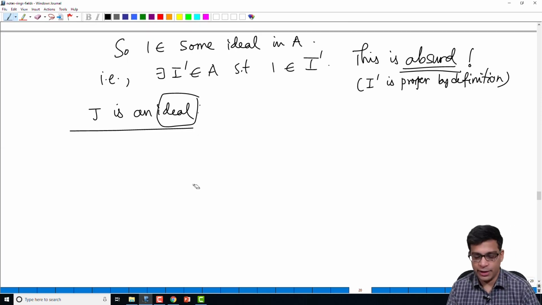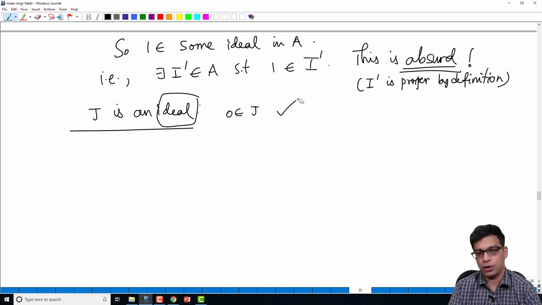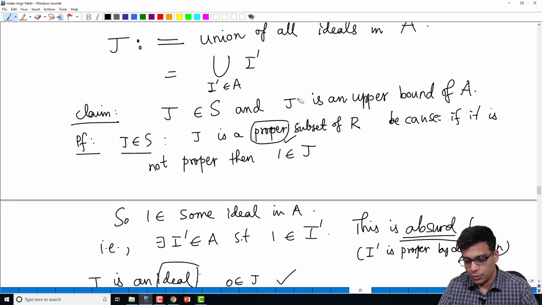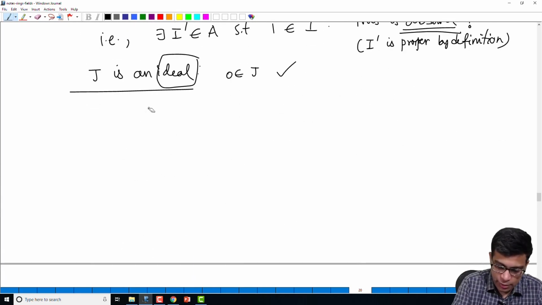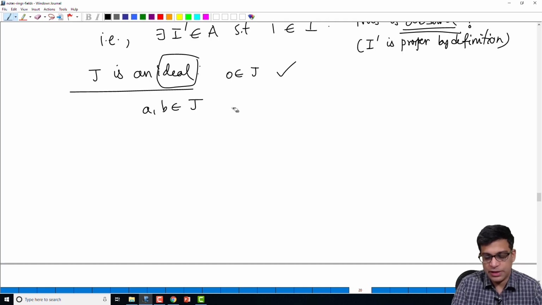So remember what is an ideal. 0 certainly belongs to J because 0 belongs to every element whose union is J, I prime. Now, on the other hand, suppose A, B are in J. We want to show that A plus B is in J.